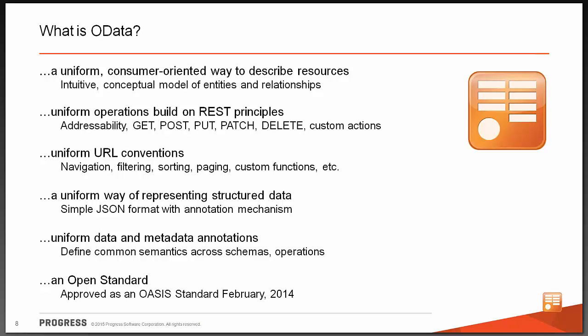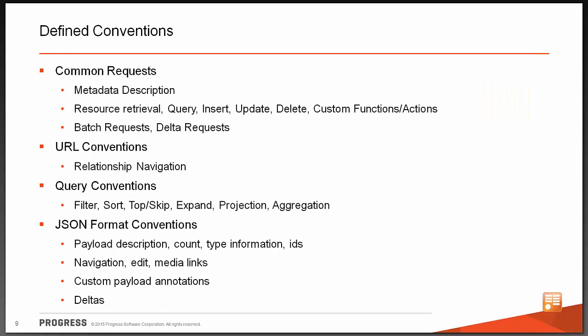All right, so what were the defined conventions then that OData defines? Just to go one level deeper. As I said, OData defines a set of requests, a common request that you can use against any OData service that allows you to describe the metadata of that service. So it describes the service document that lists the different resources and the collections that are available at a top level, and the metadata that describes the resources that you can get back. As we said, there are CRUD operations for retrieving a resource, querying, inserting, updating, and deleting a resource, and the ability to have custom functions and actions.